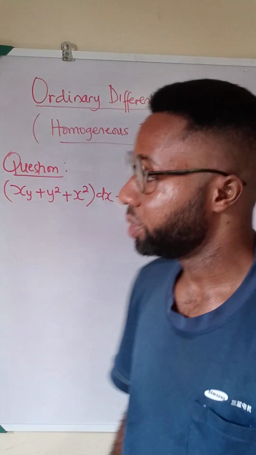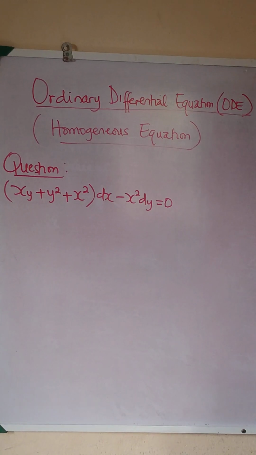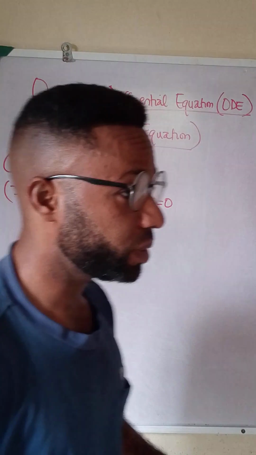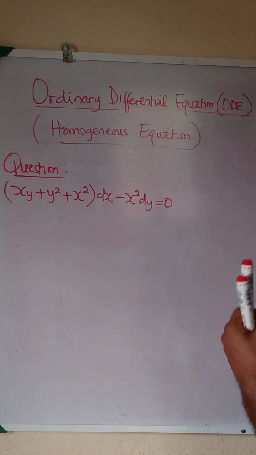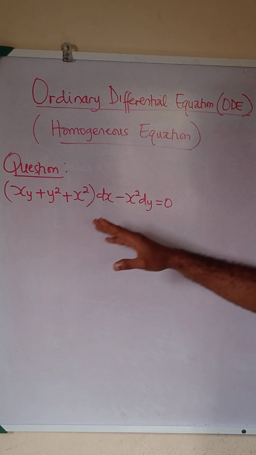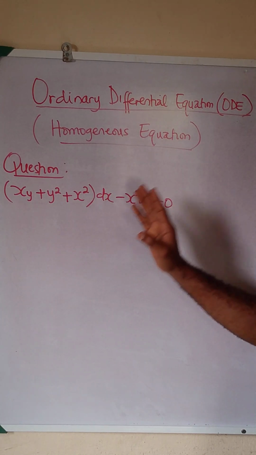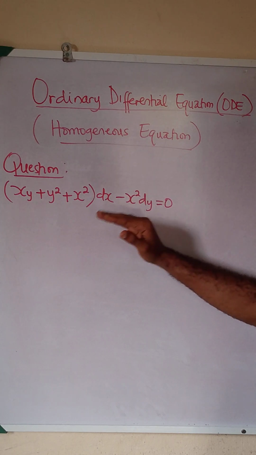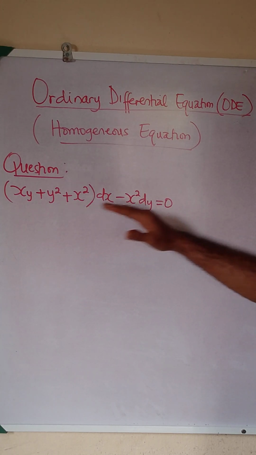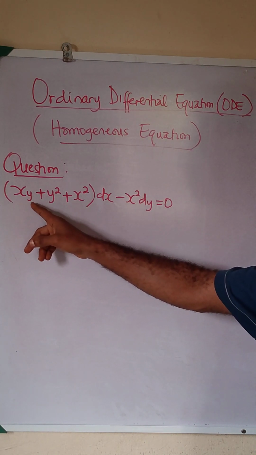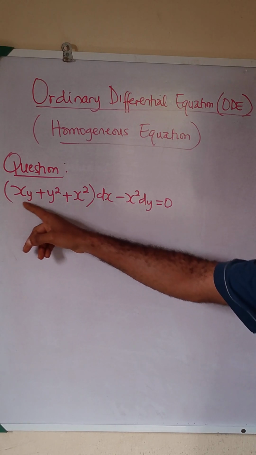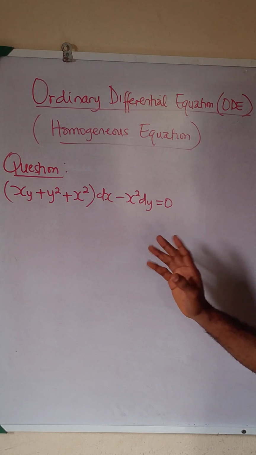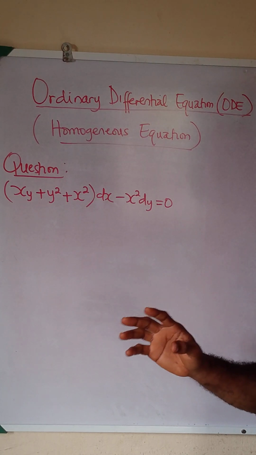Hello viewers, we are going to consider ordinary differential equations, and under ordinary differential equations we'll consider the homogeneous equation. Now looking at the question, you discover that you cannot solve it using direct integration at this point. You also cannot solve it using separation of variables at this point because this is xy. There is no way you can separate this directly at this point.